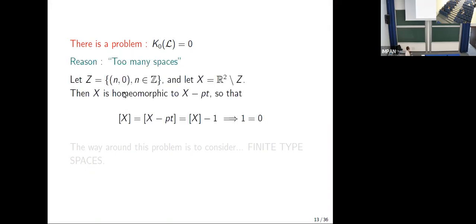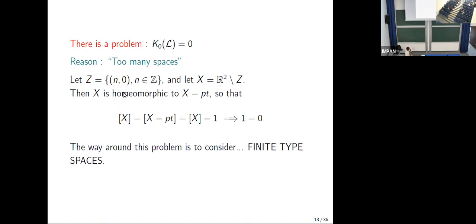Okay, so there are too many spaces. There are spaces that are homeomorphic to themselves minus one. So in a ring where one equals zero, there's only one. So we have to do something else. And doing that something else is really, I think, the beauty of this.